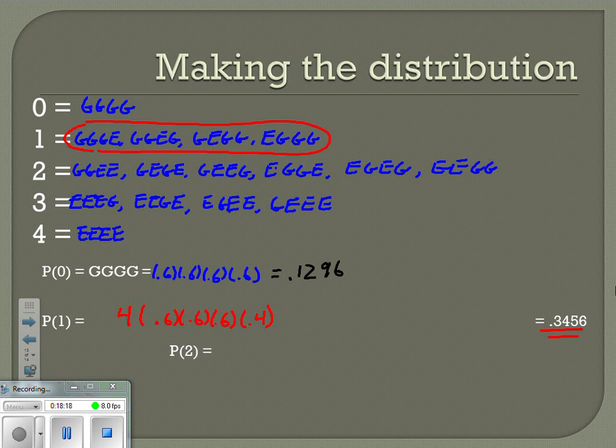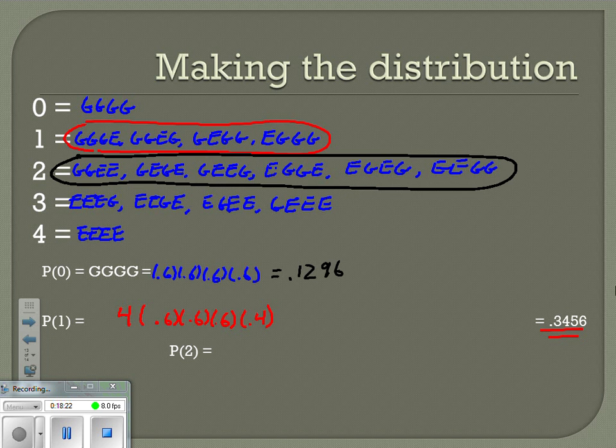All right, the probability we get 2. How many possible combinations are there for 2? Well, if you count up there, there are 6 possible combinations, and that includes 2 gases and then 2 electrics. So it's very similar to the previous problem, as I wrote right on top of it. That's 0.3456.